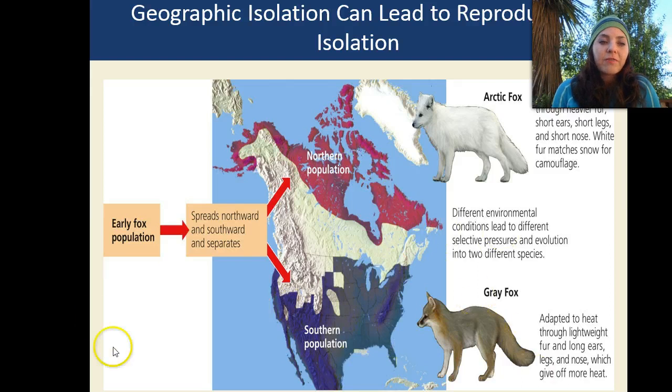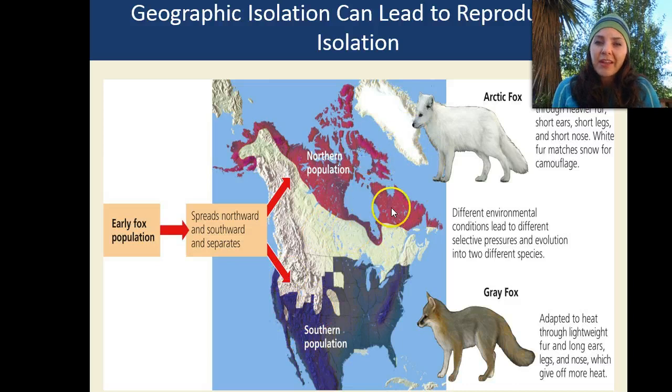So we have our early fox population right here. All of them are interbreeding, all of them produce viable offspring. Now they start to inhabit America, and they go to a northern population and a southern population. So some of them split off, spread northward, some of them spread off to the south.